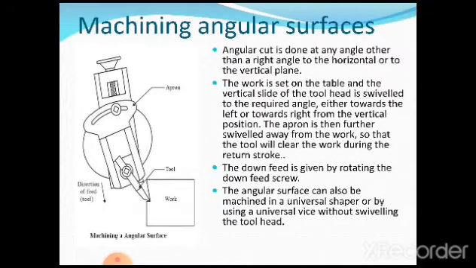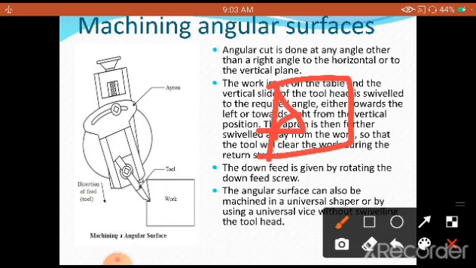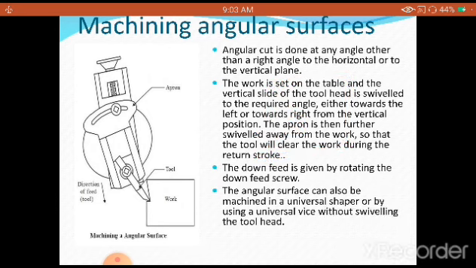Now let us understand how the angular surfaces are machined. This is similar to the vertical surface, but whatever the workpiece is there, now this is the profile of the workpiece. So I want to cut a certain angle like this. This angle, whatever I want to cut on a workpiece like this. So how this can be cut, that we are discussing here.